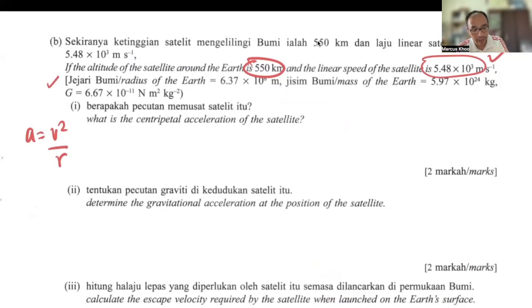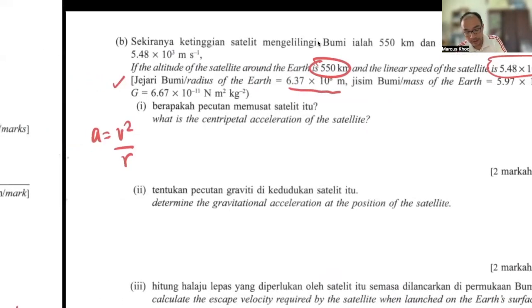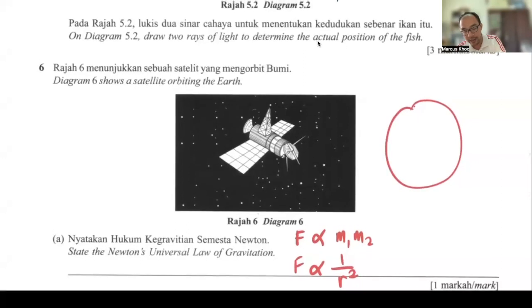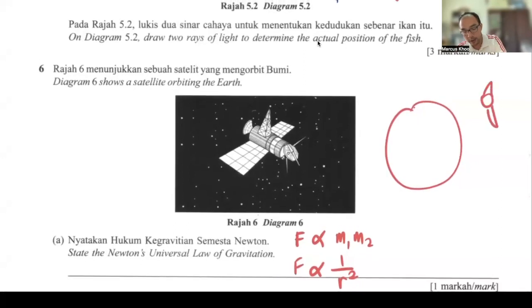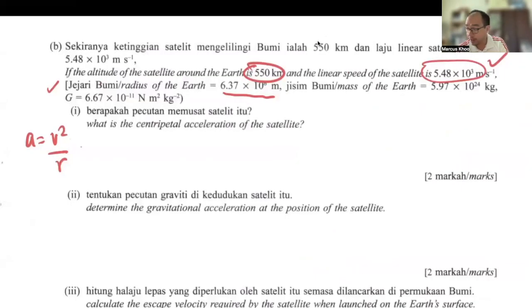The altitude of the satellite is 550 kilometers, but they are also giving you the radius of the Earth. So when you're talking about the r, let's say this is the Earth and this is the satellite, the r is always this whole thing. 550 is only here, and this is the radius of the Earth. So they need to be added together. Be very careful with this.